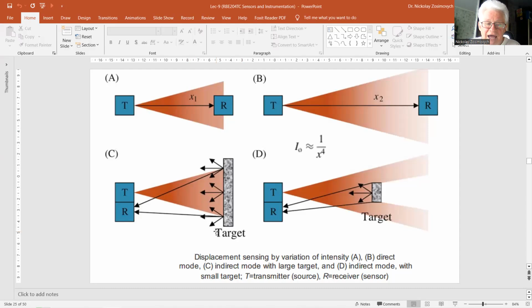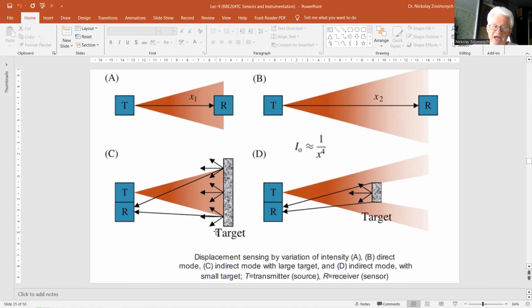Actually, the object acts as a secondary light source. In the same way, we see the moon by the sunlight scattered from its surface. The intensity of the detected light depends on the distance from the emitter-receiver system to the reflecting target, and hence is a measure for the position of a moving part. The inverse square law also applies for this configuration, as long as the target intercepts the full beam.